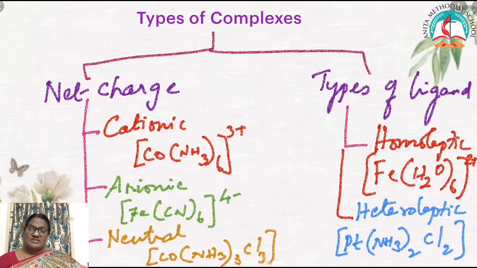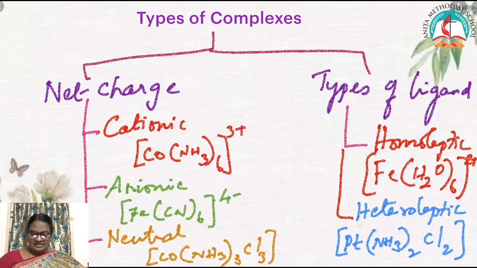The second classification is based on the types of ligand. If all the ligands inside the square bracket are of one type, then it is called a homoleptic complex. That means the same ligand is present inside. Look here, hexaaqua. The only ligand present is aqua. So only one type of ligand is present, all the 6 ligands are the same. Hence it is called homoleptic. Heteroleptic. Hetero means different. Here you can see there are only 4 ligands, but there are 2 different ligands, ammine and chlorine. Then it is called a heteroleptic complex.